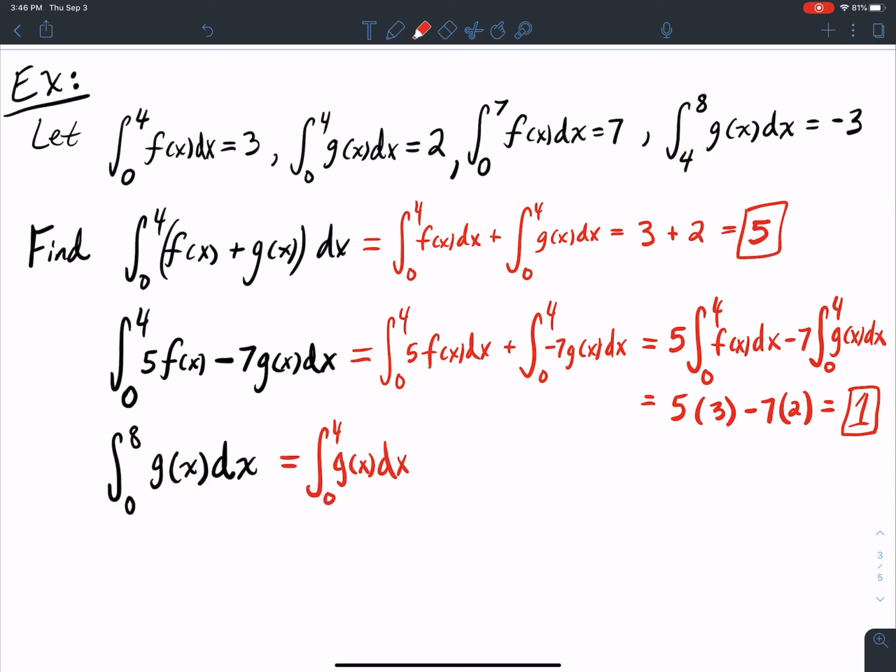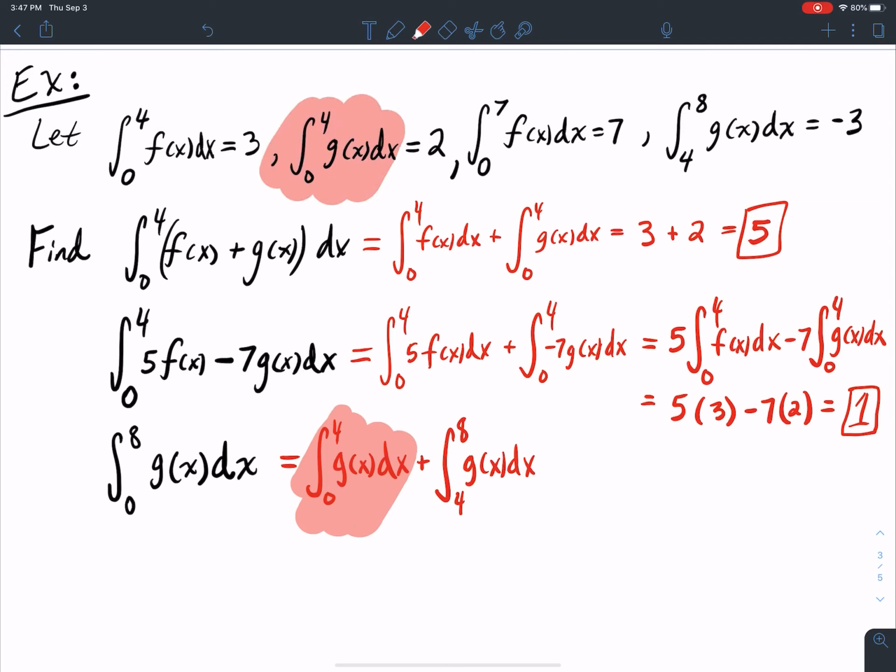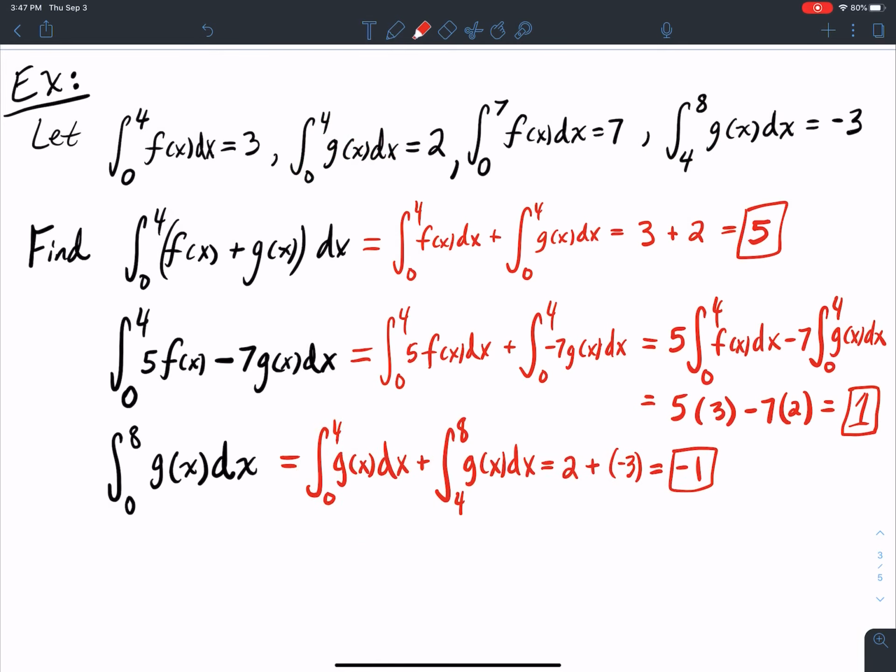I'm going to split it into two integrals, one of them from 0 to 4, and then I'm going to add it to the other one from 4 to 8. And so now I'm integrating from 0 to 8 via two integrals. The benefit to this is I know that this integral is equal to 2, and I know that this integral is equal to negative 3. So whenever I add 2 and negative 3, I get negative 1 for my answer.